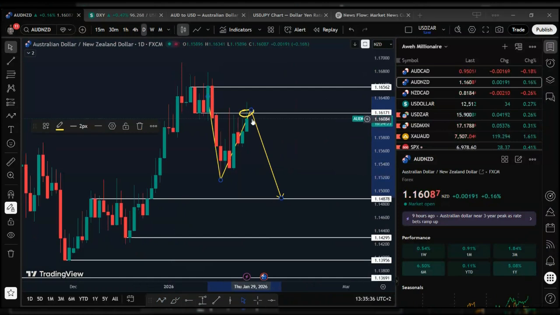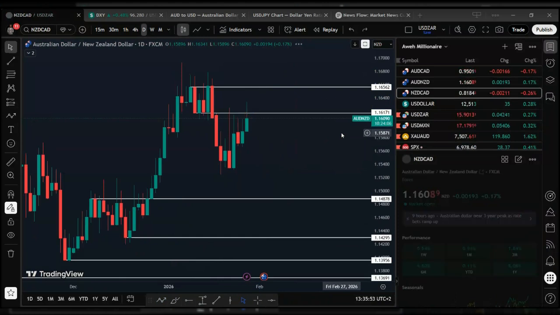1.1487 level. However, if price fails to close below this level, a close above this level then sees price retesting our next resistance here, which is at the 1.1656 level on Aussie Kiwi.